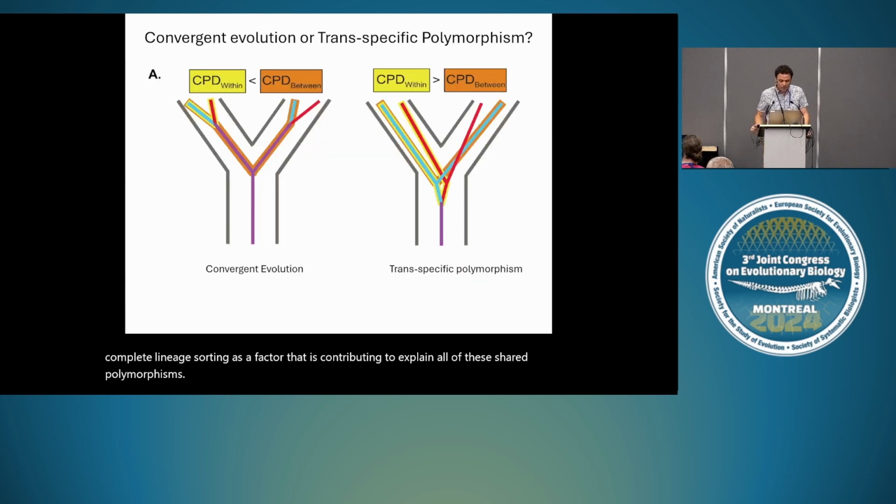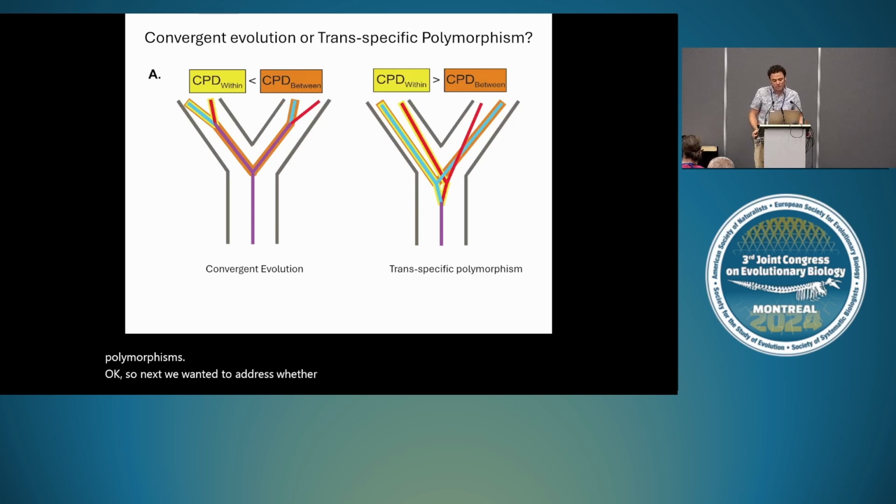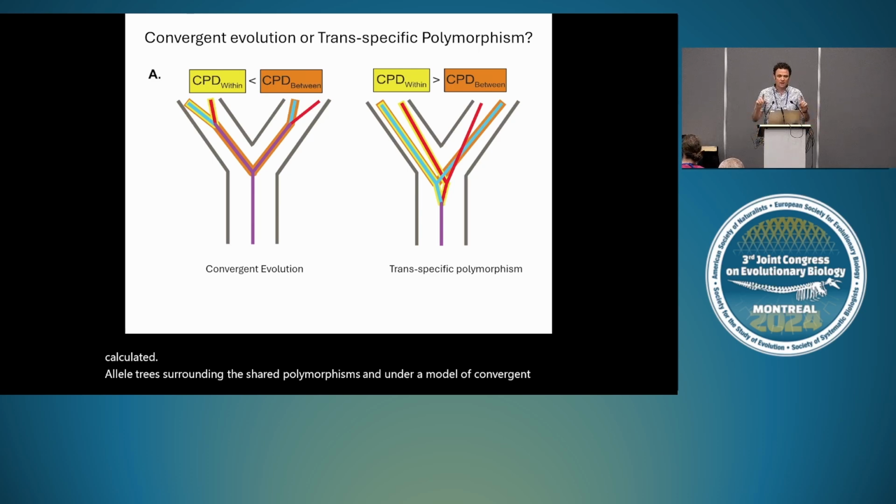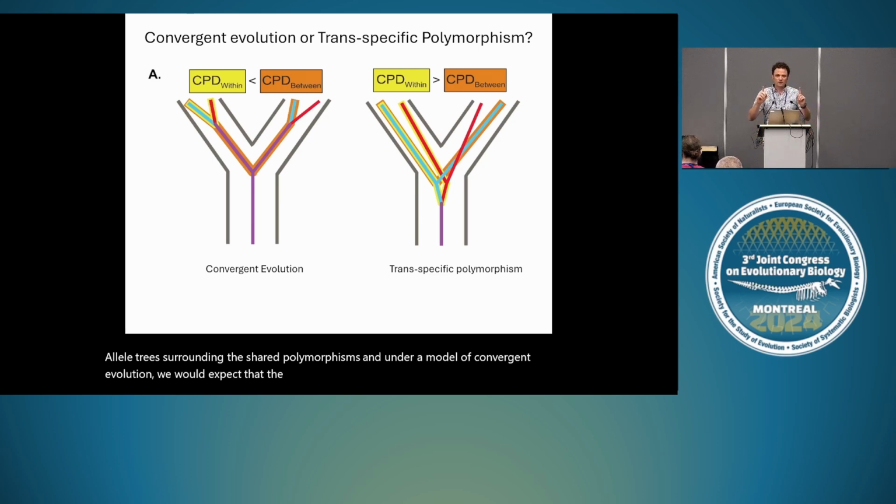Okay, so next we wanted to address whether convergent evolution or ancient balancing selection, trans-specific polymorphisms, could explain these shared polymorphisms. I just want to walk you through the tests that we did. To assess these alternative mechanisms, we calculated allele trees surrounding these shared polymorphisms. Under a model of convergent evolution, we would expect that the distance between alleles within a species would be short relative to the distance between species of the same allele. Right? So you can see the yellow highlight versus the orange highlight on the figure on the left.